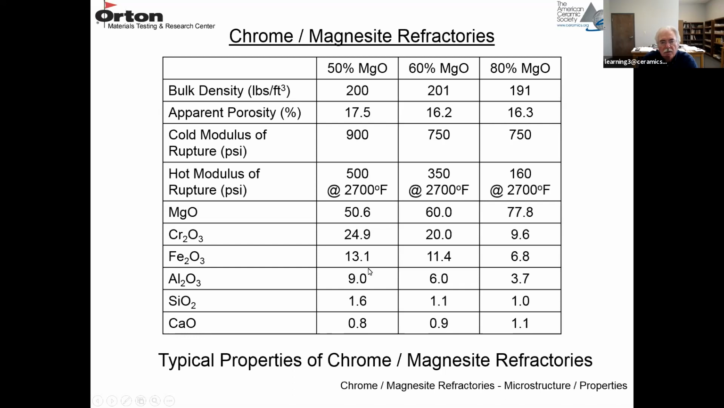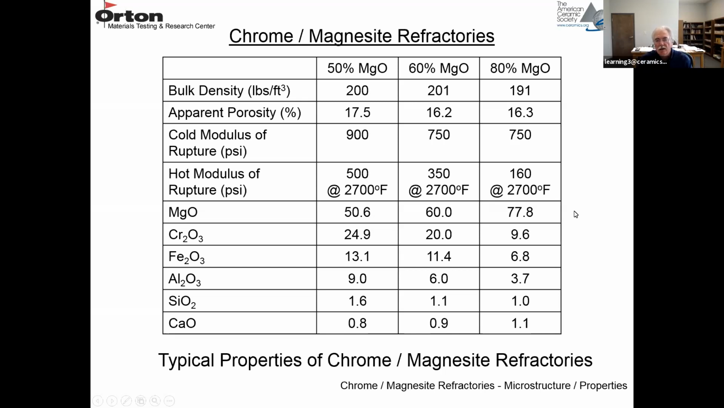Here's a couple examples of manufactured products, a 50, a 60, and 80% MgO. And now these densities are close to 200 pounds per cubic foot. Typical porosities for manufactured, pressed, and fired refractory about 16, 17%. The cold MOR is not that high. The hot MOR is much lower than a lot of other materials. This one is 160 at 2700F. This is 500 at 2700F.